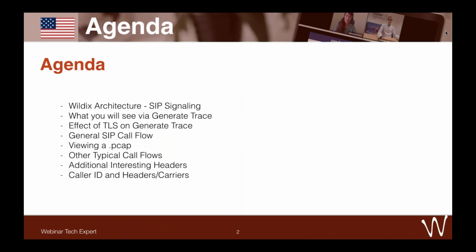So we'll talk a little bit about Waldek's architecture so that we can understand where we are pulling a SIP trace from, as an example, what you should expect to see. We'll talk some about general call flows, SIP in general. We'll talk about things like TLS and what secure SIP means relative to what you would expect to see in a PCAP. And some other typical call flows in general.